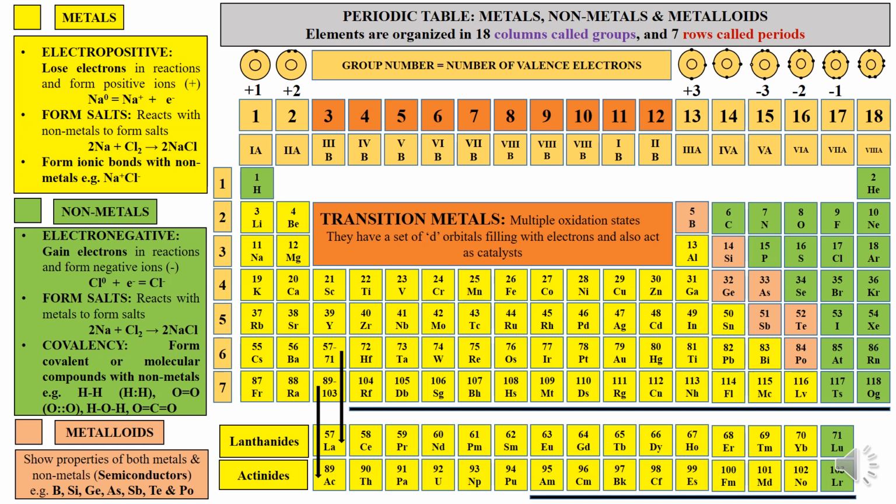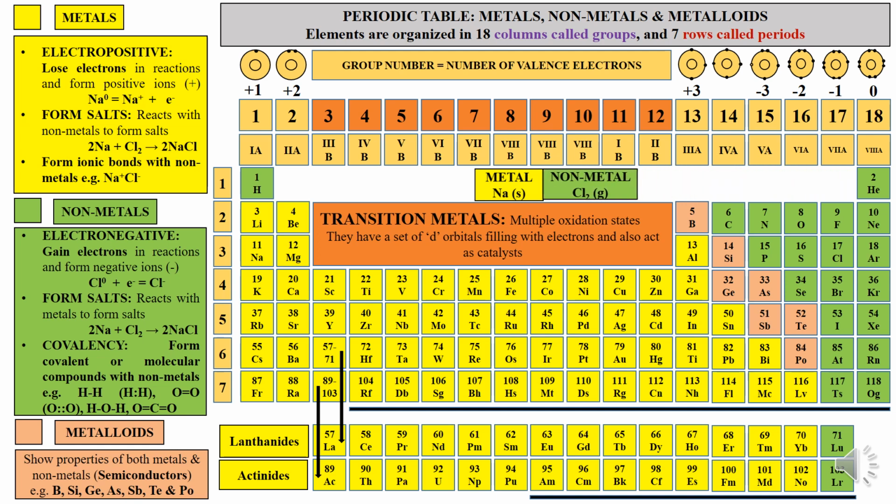Group 3 elements lose 3 valence electrons in reactions and form electropositive ions with +3 charge. Now group 5 elements, they don't lose, they gain electrons. Group 5 elements gain 3 electrons in reactions and form negative ions with -3 charge, giving them an oxidation number of -3.